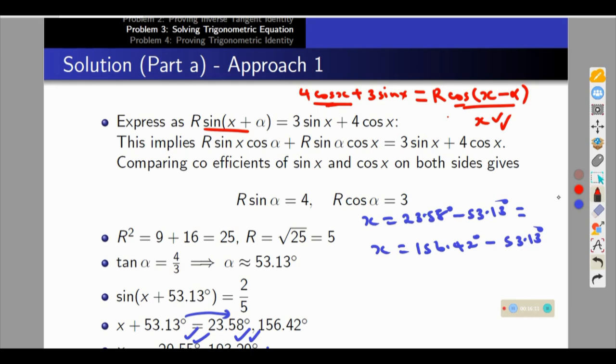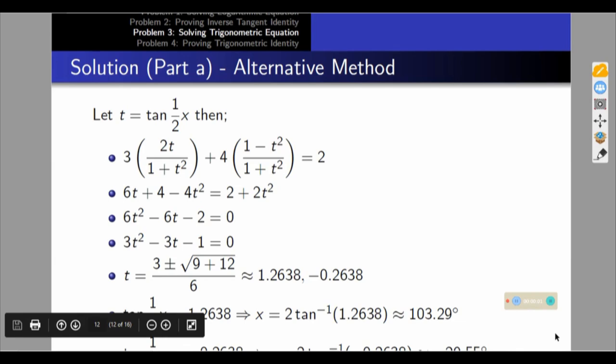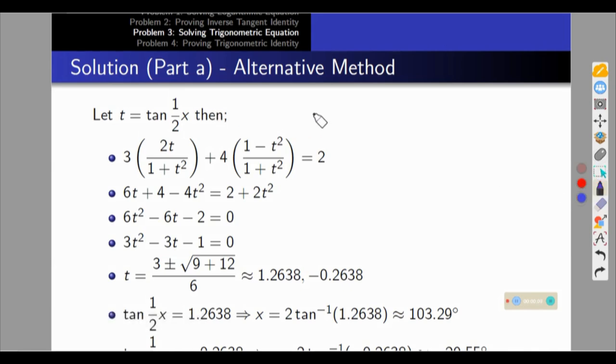Let us look at another approach. We look at an alternative method, and for this case we shall be letting t be equal to tan a half of x. If that happens, you should be able to easily know that if t is tan a half of x, then sine of x will be 2t upon 1 plus t squared. You should be able to prove that. And cos of x will be 1 minus t squared upon 1 plus t squared.